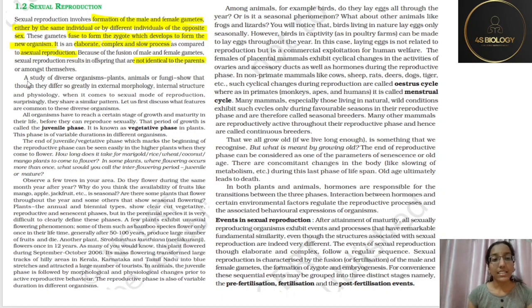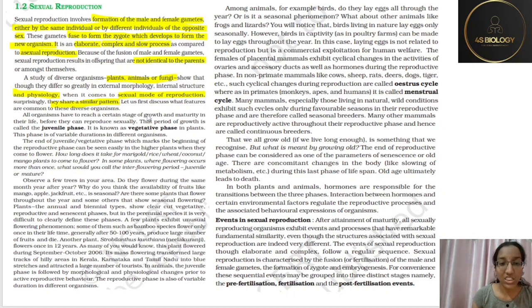Okay. Next, a study of diverse organisms, plants, animals, or fungi shows that they differ so greatly in external morphology, internal structure, and physiology. But when it comes to sexual mode of reproduction, it has a similar pattern. If you see plants, animals, fungi, they have different morphology and internal structure, but during sexual reproduction it has a similar pattern. Let us first discuss what features are common to this type.